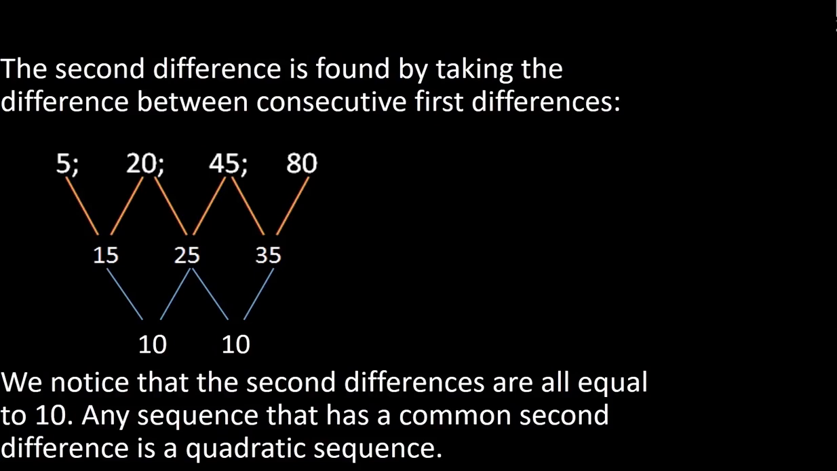So we find the second difference by taking the difference between the terms that we found in the first difference. So 25 minus 15 will give me 10, and then 35 minus 25 will also give me 10. So what we see is that the second differences are all equal to 10, and we know that any sequence that has a common second difference is a quadratic sequence.